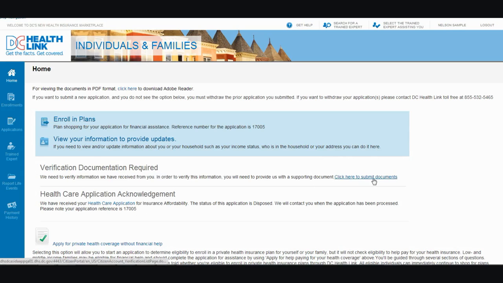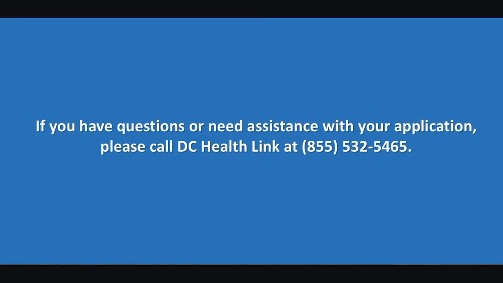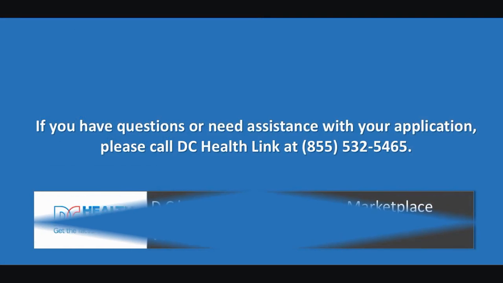If you are determined eligible to purchase health insurance through DC HealthLink, the next step after your application is received is to choose the health plan into which you'd like to enroll. Information on this process can be found in the video titled How to Enroll in a Health Plan. If you have questions or need assistance with your application, contact DC HealthLink at 855-532-5465.